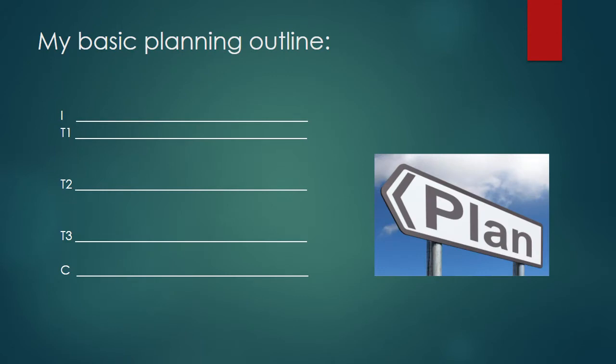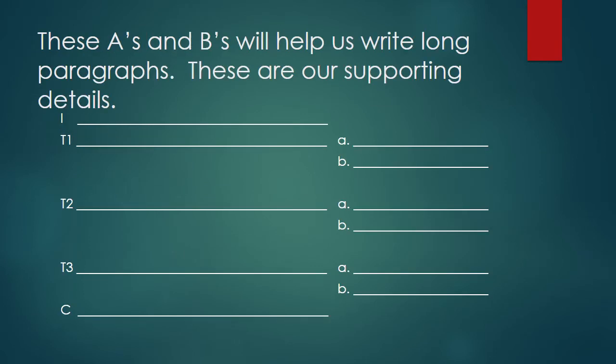So let's look at the basic ITC outline we just learned about recently. If you'll remember, I stands for introductory paragraph. T1, T2, and T3 stand for topic 1, topic 2, and topic 3 paragraph. And the C stands for the closing paragraph. Now we will add A's and B's. These are your supporting details. These details will help us to write longer paragraphs that really paint the picture for our reader and make them understand exactly what we want them to know.